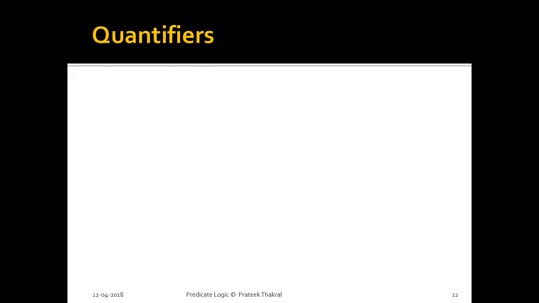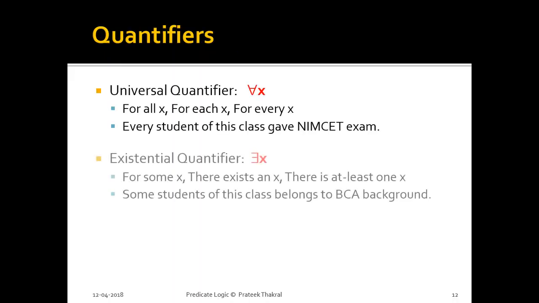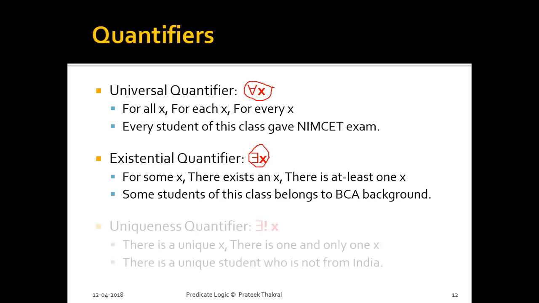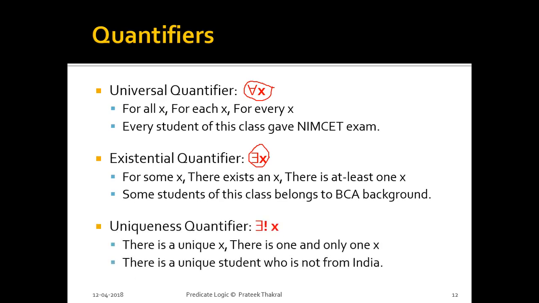Before discussing that, let's recall what the quantifiers are. Universal quantifier: this is the symbol for all x, for every x, for any x and for each x. And existential quantifier: this is the symbol which says for some x, or for at least one x from the universe of discourse. And uniqueness quantifier: this is the symbol that we have already discussed, and it says for one and only one x, or for exactly one x, the P(x) is true.